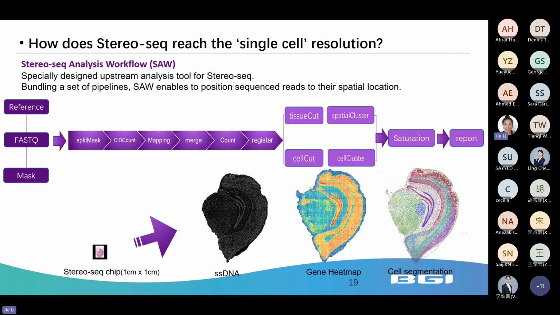And for our data analysis, here is the comprehensive data analysis software, also called SAW. It's a set of pipelines that bundle to position sequence related to their spatial location on the tissue section, quantify spatial gene expression, and visually present spatial expression distribution.